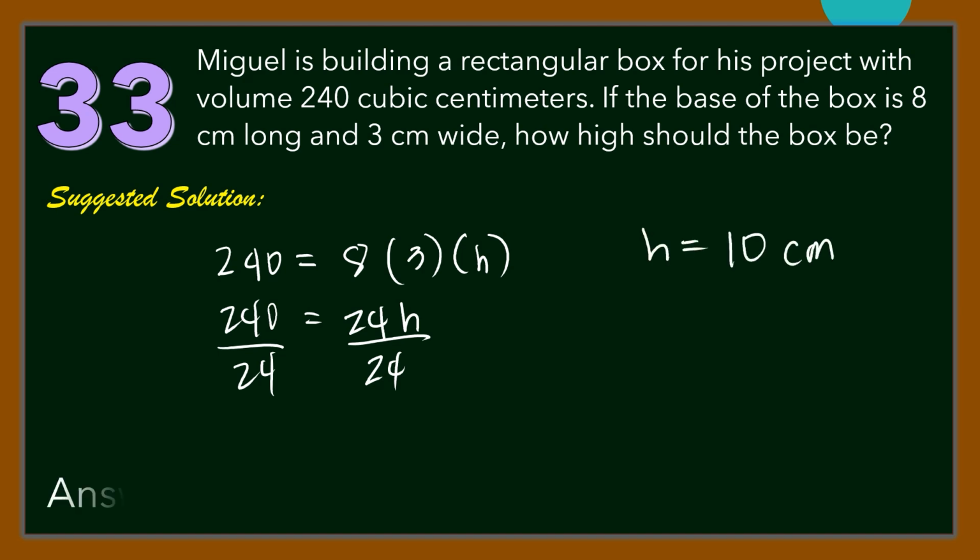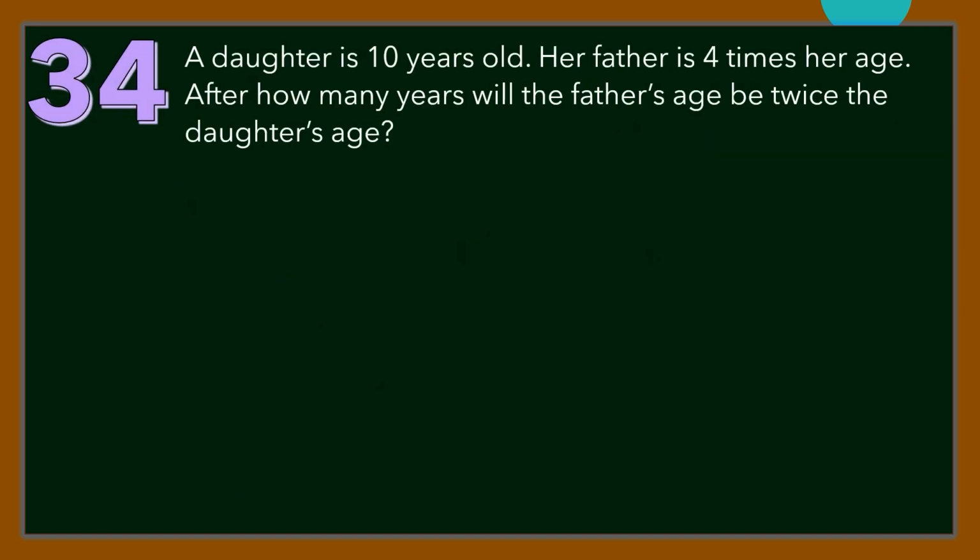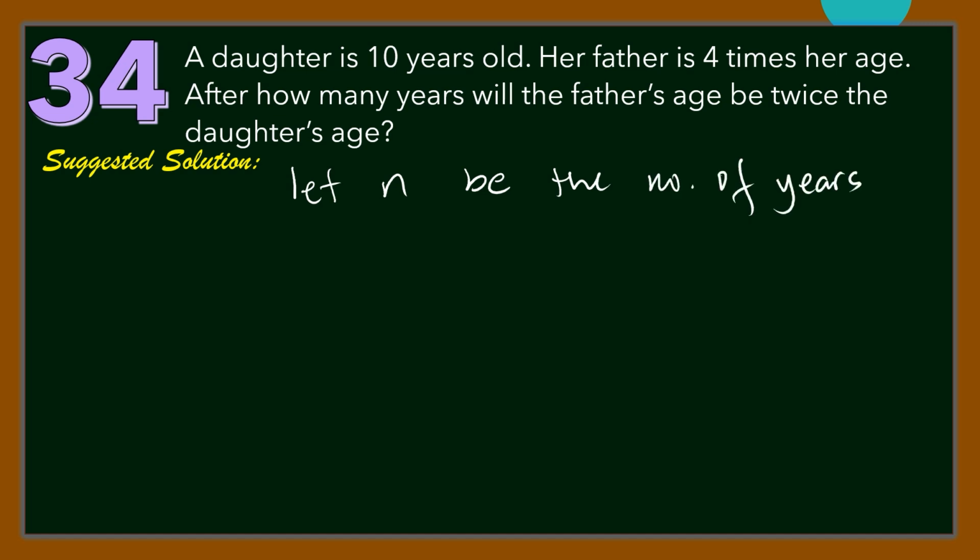Number 34. A daughter is 10 years old. Her father is 4 times her age. After how many years will the father's age be twice the daughter's age? For our suggested solution, let n be the number of years to pass so that the father will be twice the daughter's age. At present, the daughter is 10 years old.